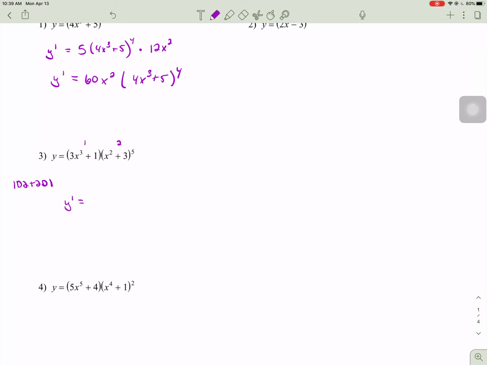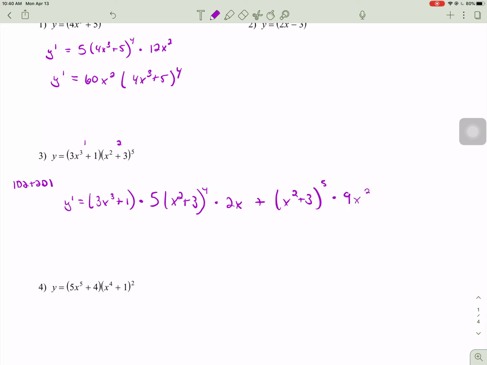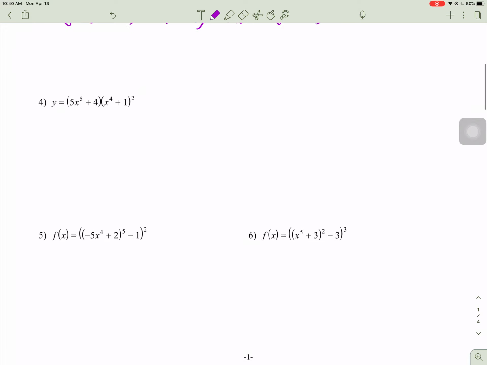So y prime equals the first times the derivative of the second. Now be careful with the second, it's a chain rule. So the derivative of the second is 5 (x squared plus 3) to the fourth times the derivative of the inside, 2x, right? Plus the second times the derivative of the first, 9x squared. And you could simplify that, let's just leave it, that's fine. And you guys can try 4.